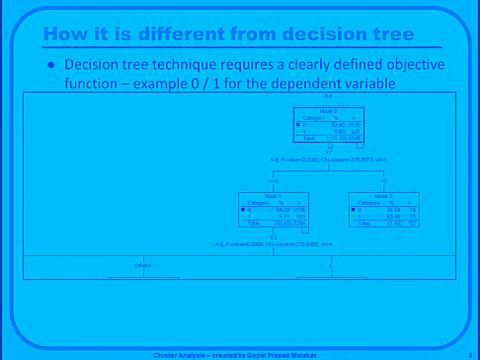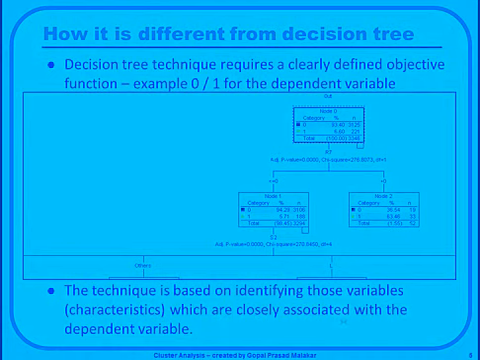So what you are trying to do is create groups which have as differentiable a dependent variable rate as possible. All you are trying to find out is which variables are closely associated with the dependent variable. Your whole purpose is: how can you explain the dependent variable better?